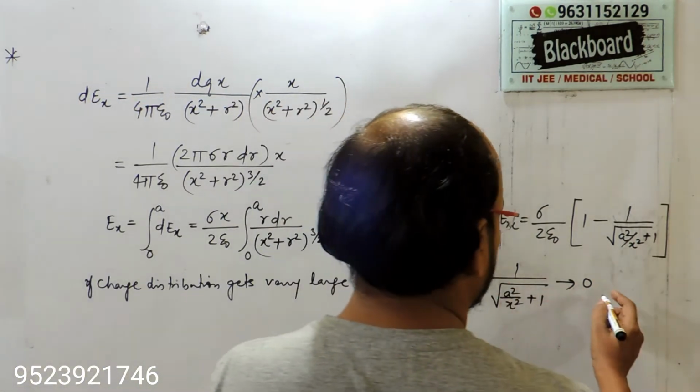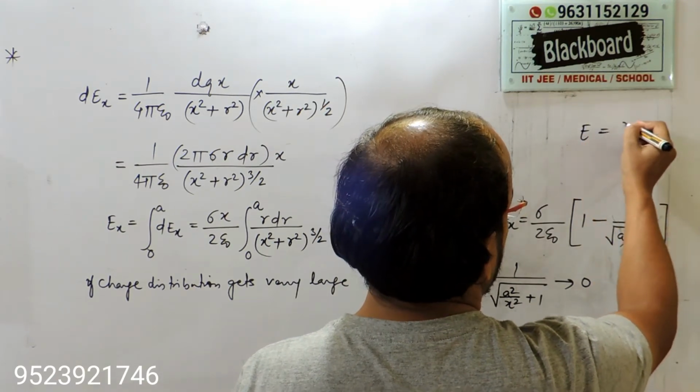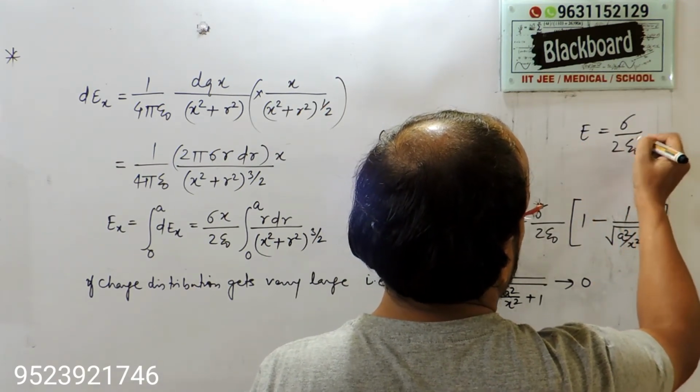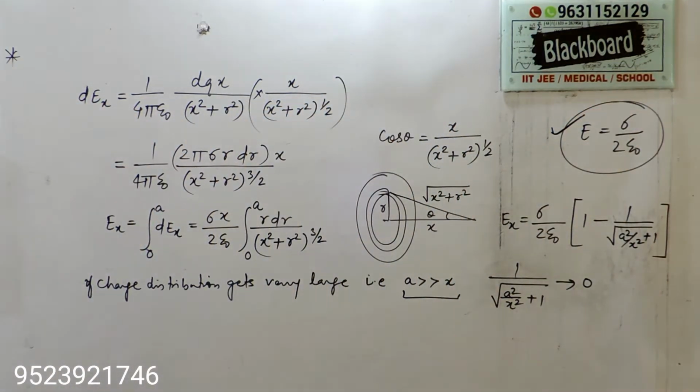That means here your answer will be Ex, that means the electric field will be sigma by 2 epsilon naught. This is the electric field.